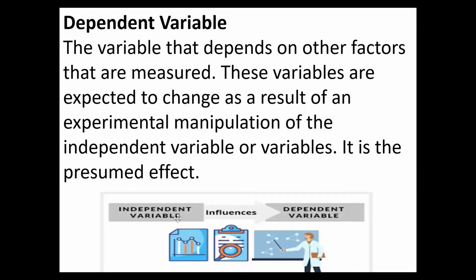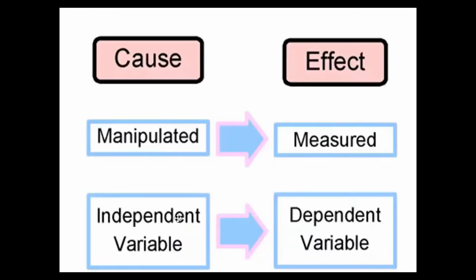These are those variables upon which the experimenter wants to see the effect of manipulation of independent variables. So dependent variables are known as the response variable as well. So cause, that is the independent variable, is manipulated, and effect, that is the dependent variable, is measured. So we manipulate the independent variable and we see the effect of these manipulations upon the dependent variable, that is measured. So manipulation is the characteristic of the independent variable, while measurement is the characteristic of the dependent variable.